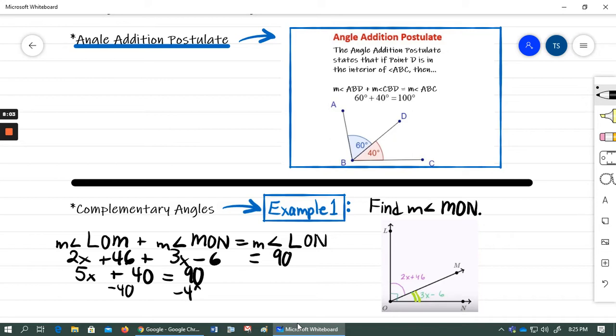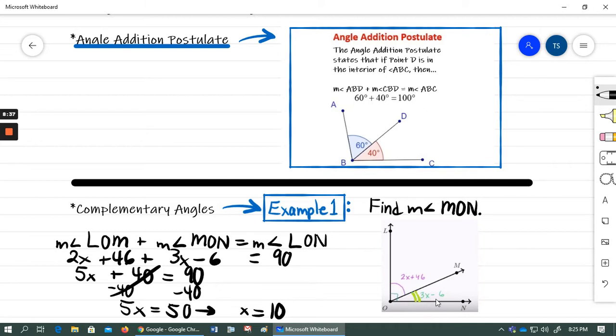that is going to give us 50. So 5x equals 50. And then guys, the last step is solving, dividing by 5 on both sides. If we divide by 5 on both sides, we end up getting that x equals 10, right? Now, are we done? Certainly not, because they didn't ask us to find x. They said find the measure of angle MON, right? Find the measure of angle MON.